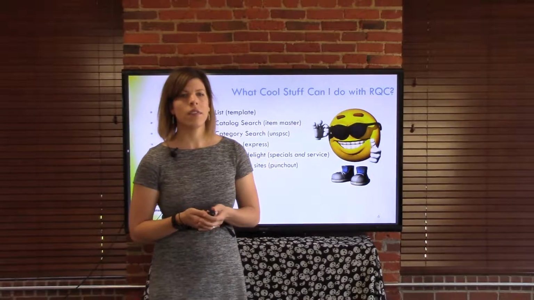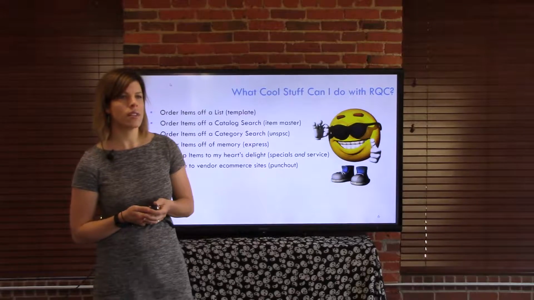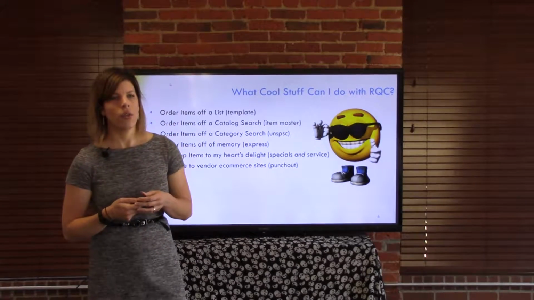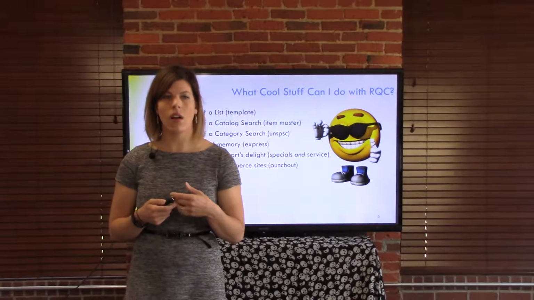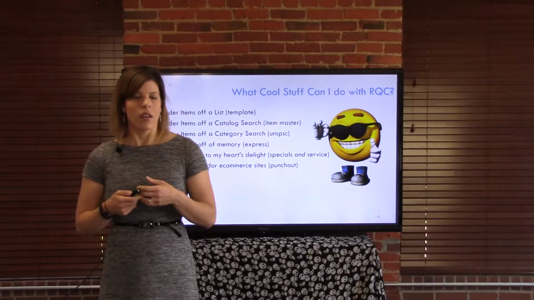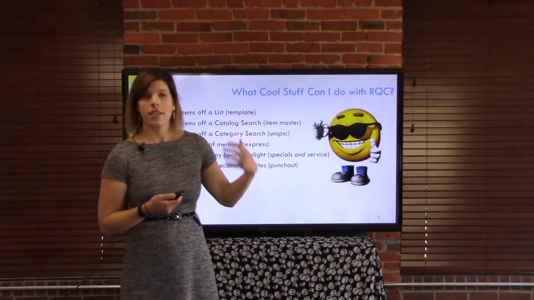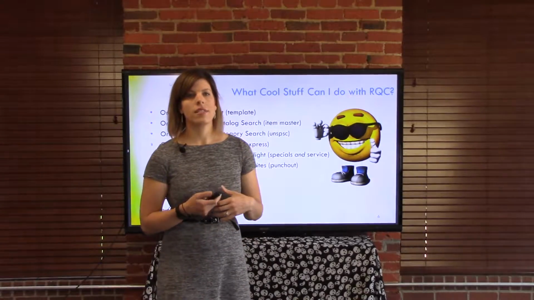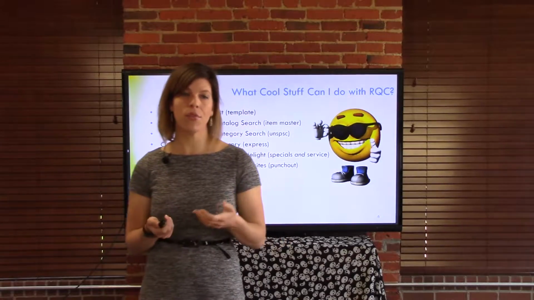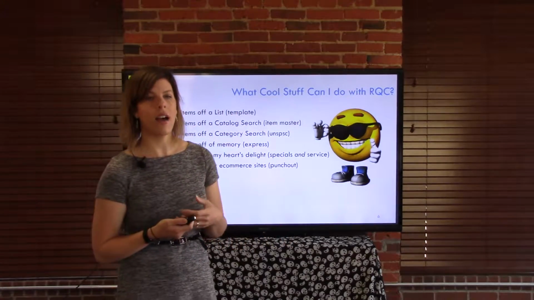So what cool stuff can you do with RQC? So there's many different ways that you can request goods. You can order off of a list, which is also called a shopping template. So these are products that you may have in a closet. It makes it nice and easy for you to order off this list instead of searching for each and every item. However, if you don't know the item that you're looking for, there's also an option for catalog search.